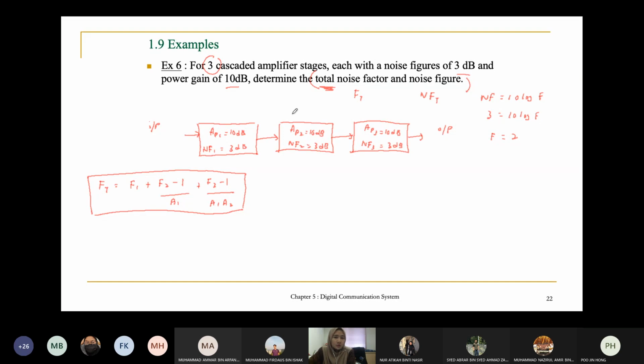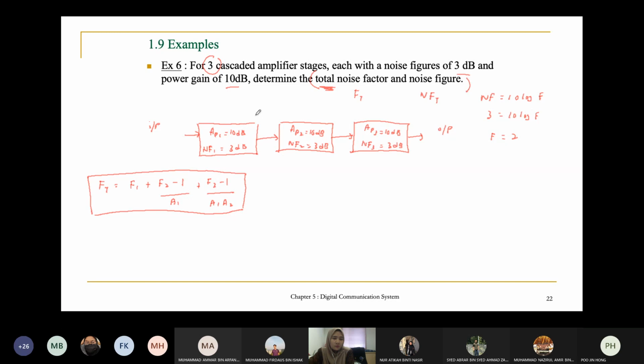Another thing that you need to remember, for the Friis formula, the power gain A1, A2, A3, the power gain here, this A1 is the same as AP1. Okay, tak kisah awak nak guna A1 ke AP1 ke sama. So this A1, the value must be in absolute value. Tak boleh guna 10 dB masuk dekat sini. You need to convert to absolute value first.